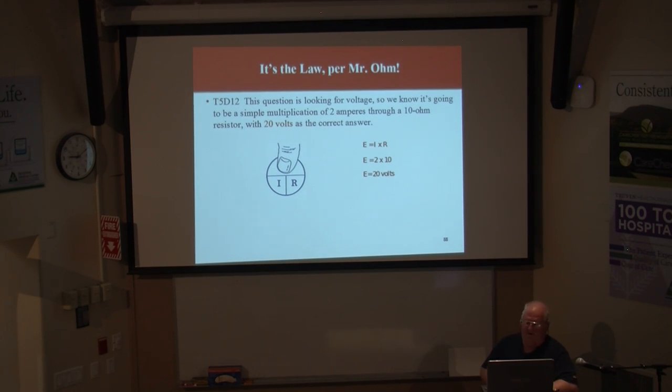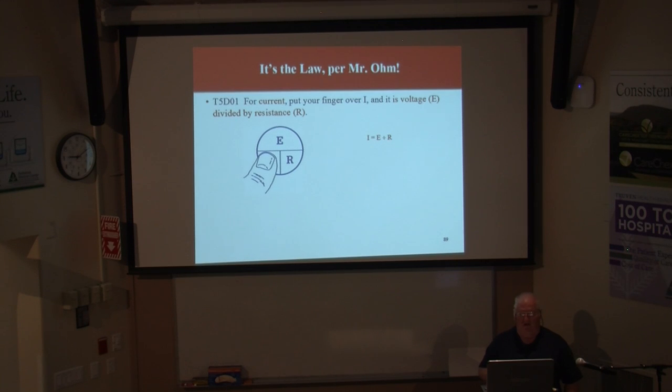This question is looking for voltage. So we know it's simple multiplication. 2 amps through a 10 ohm resistor. Well, 20 volts is your correct answer. Again, you're putting your finger over the E and you multiply the I and the R, the 2 and the 10, and you get 20 volts. They got the 20 in the red, so you know that's going to show up somewhere. For current, put your finger over the I, and it's the voltage divided by the resistance.